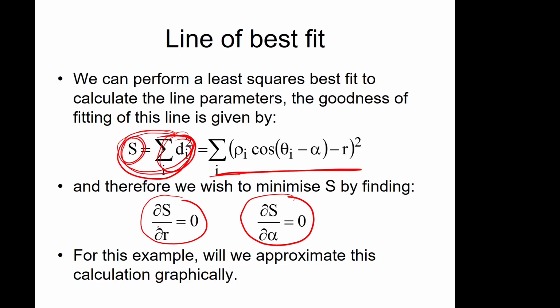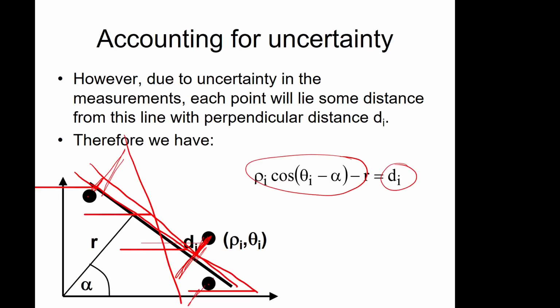So we can perform this differentiation and solve this, and we get an equation differentiating this with respect to alpha and then differentiating with respect to r and solving. We get two equations that tell us what our values of alpha and r have to be in order to get this best fitting line.